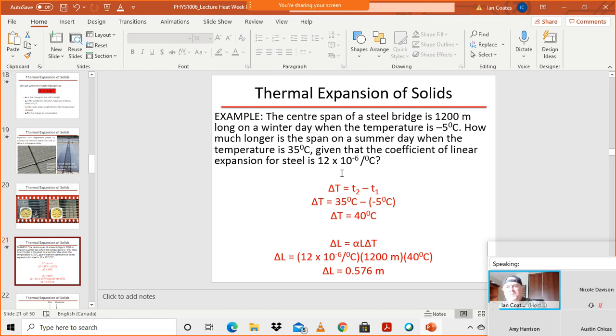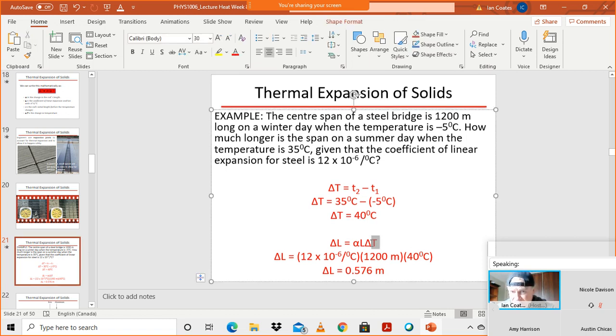To read this again, the center span of a steel bridge is 1,200 meters long on a winter day at -5. How much longer is the span on a summer day when the temperature is 35 with this alpha number? So, first thing you've got to do, you can determine your delta T, 35 minus -5. And I did this on purpose just to show you, be careful. Because 35 degrees is the hot day, and then -5 on a cold day, what's your difference in degrees Celsius? I don't want you to go 35 - 5, because then the difference between high and low temperature is only 30 degrees, which isn't right. Okay, so 35 minus -5, double negative, flip the sign, becomes positive, so 35 plus 5 is 40, okay?